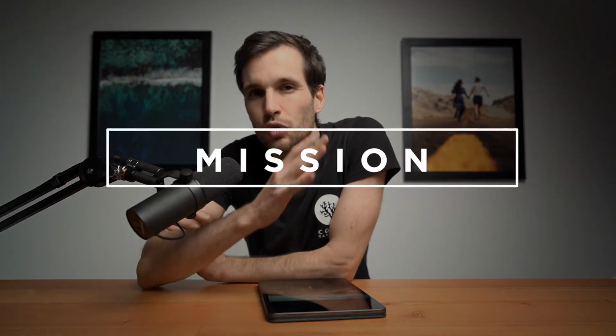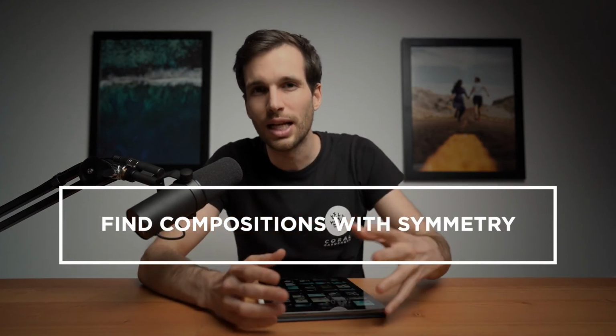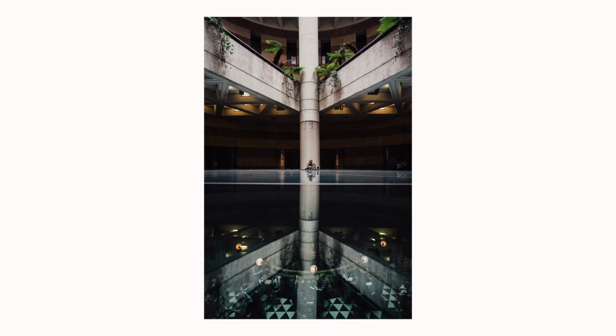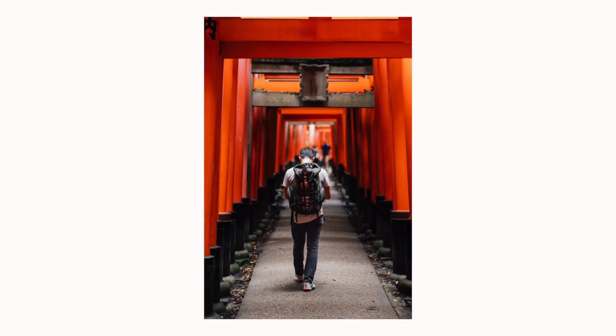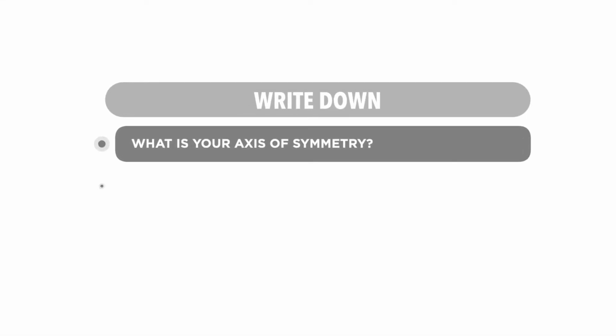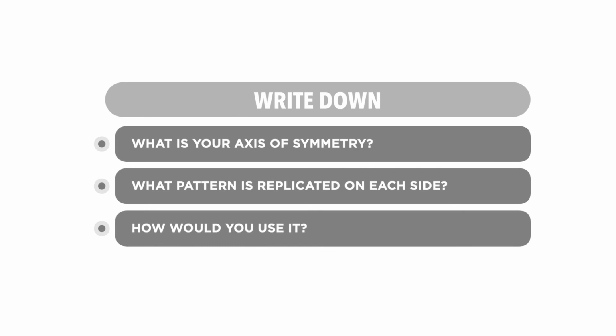For today, your mission is going to go out and find compositions with symmetry. I want you to look at leading lines on roads, leading lines with pillars. I want you to really pay attention and find symmetry all around you, okay? So in your workbook, you're going to write down what is your axis of symmetry, what is a pattern that is being repeated on each side, and how would you use it. For example, where would you place a subject in that scene with that particular composition?